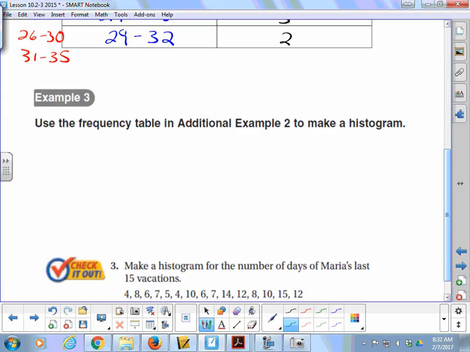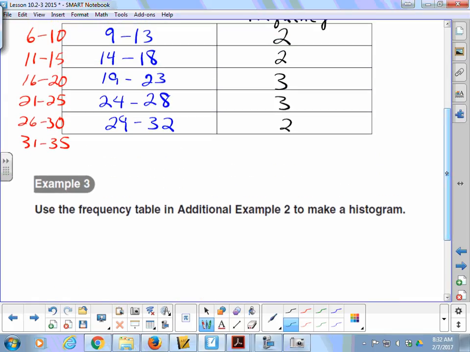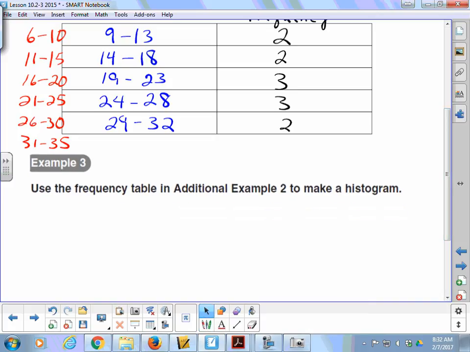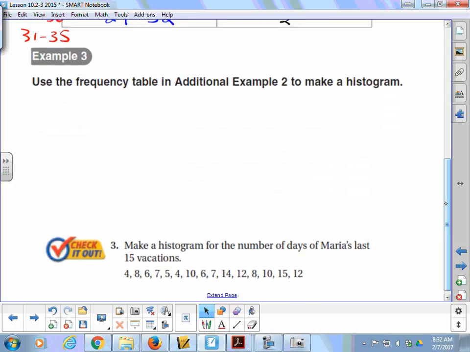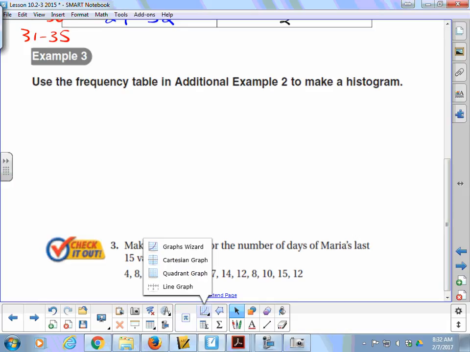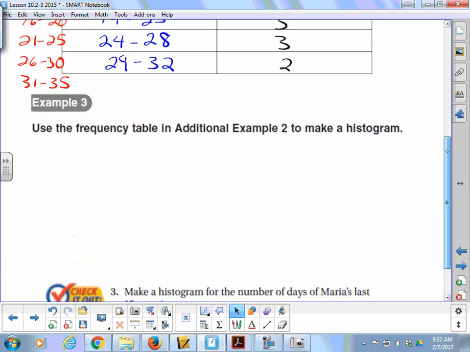So when we make a histogram, histograms look just like bar graphs. With a bar graph, most of the time there's a gap between each category. With a histogram, there's only a gap if there's no data in that interval. So to make a histogram, we're going to use a quadrant graph for this.